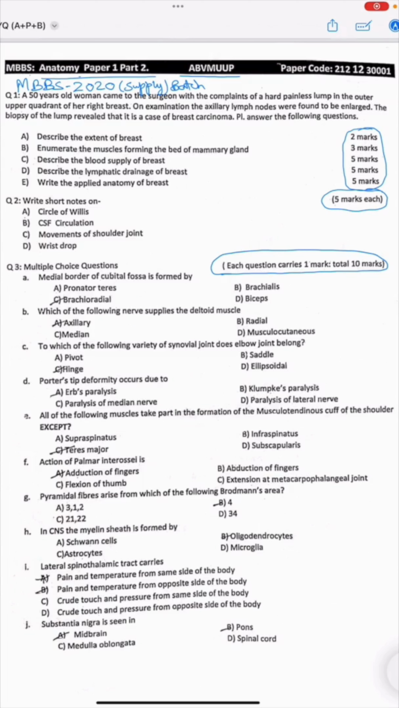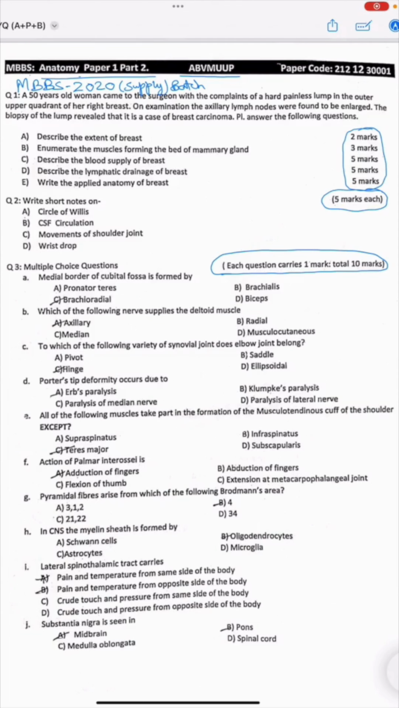Describe the extent of the breast, you know it, vertical 2nd to 6th rib, and transverse is from parasternal, remember, not from the mid-sternal but from parasternal or the lateral border of the sternum up to the mid-axillary line. Enumerate the muscles forming the bed of the mammary gland. Of course, major portion, around 70% of the breast overlies pectoralis major, and laterally it extends onto the serratus anterior muscle, although a little portion of it inferiorly also rests over the external oblique muscle of abdomen.